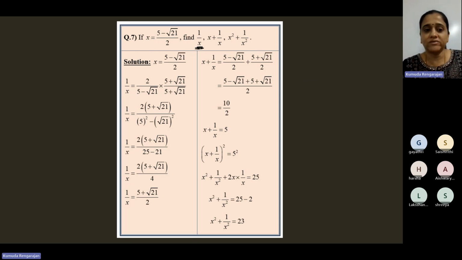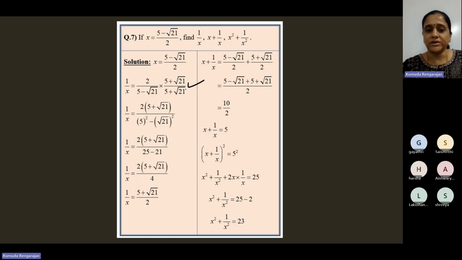What is 1 by x? 1 by x is the reciprocal of x. So 1 by x is 2 by (5 minus root 21). The denominator is irrational, so rationalize using the conjugate, 5 plus root 21. Multiply the numerator and denominator with 5 plus root 21.